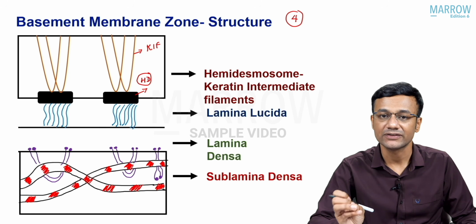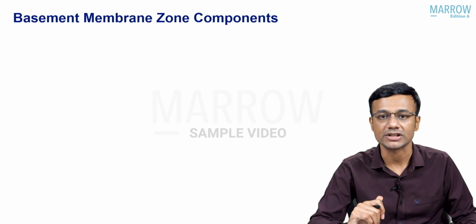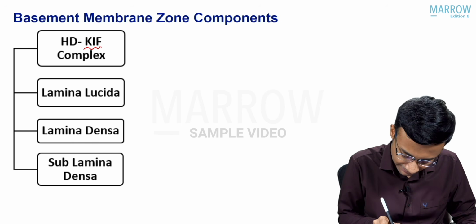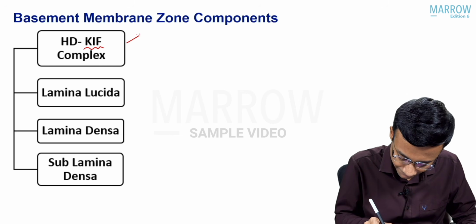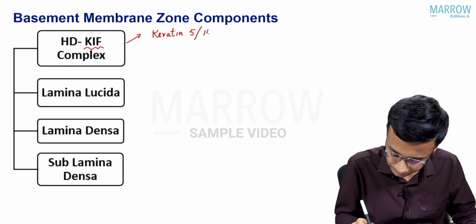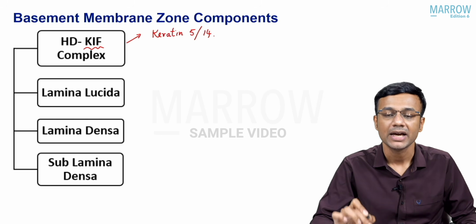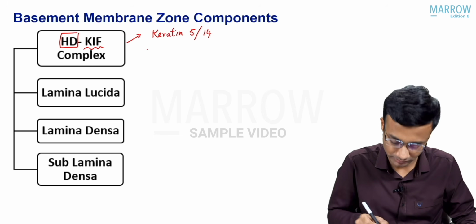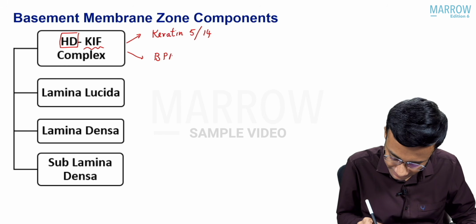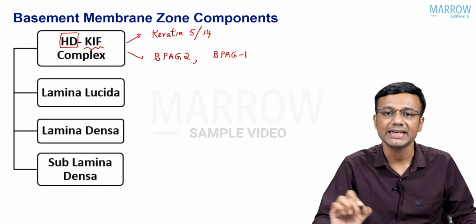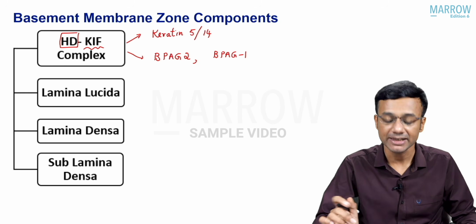Now let us try to know which are the different antigens located in these different zones. In the hemidesmosome keratin intermediate filament complex, the 2 important keratin intermediate filaments which we are supposed to remember are keratin 5 and keratin 14. Now what are the components of the hemidesmosomes? 2 important components of the hemidesmosomes are BPAG2 and BPAG1.